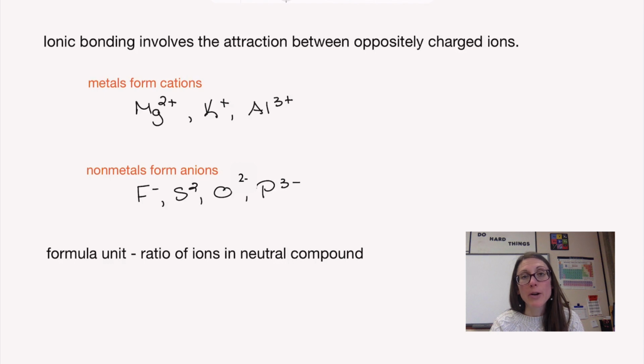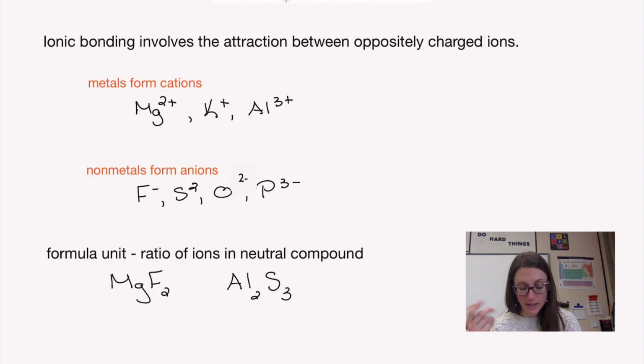When you go to make a compound with your ionic bonding, you are going to need to make an overall neutral compound. And so we've seen this before when we talked about writing formulas, but we're going to create what's called a formula unit, which is the ratio of ions that are involved to get to a neutral compound. Examples of these formula units would be things like magnesium fluoride, MgF2, where we needed 2 fluorides to balance the charge on the magnesium ion, or Al2S3, where the lowest common multiple for charges is a -6 or +6, and so you need to have that ratio.